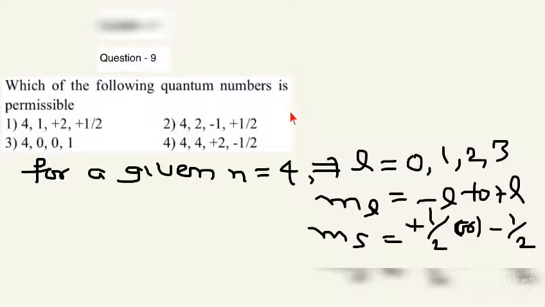Next one: which of the following quantum numbers is permissible? Generally, if n equal to 4 is given, L values 0 to 3 will be possible, ML values minus L to plus L will be possible, and MS values plus or minus half will be possible. In this case, the first one, 4 1, will be possible, but ML value plus 2 is not possible, because for L equal to 1 it is minus 1 to plus 1. In this case, the spin value 1 is not possible. In this case, n value equal to 4 means L value maximum is 3, so this is also not possible. So the second option has all permissible values, so option 2 is correct.